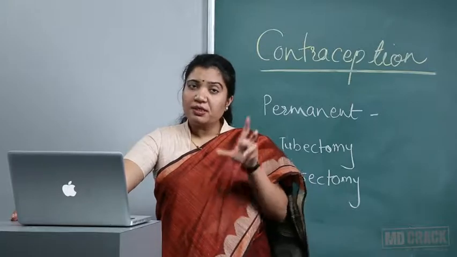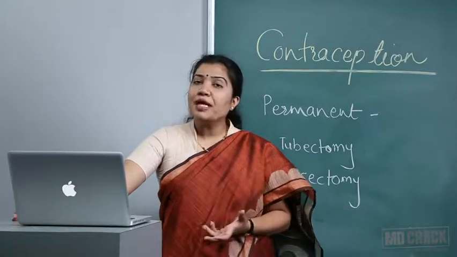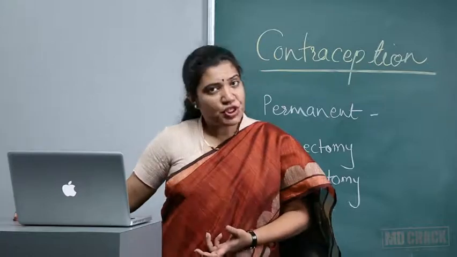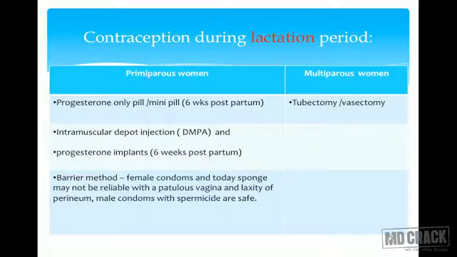Contraception during lactation period. This can be an MCQ: what are the contraceptives which can be used during the lactation period, or a question can be formed this way: the following are the contraceptives which can be used during lactation except. Most likely you all know POP, that is progesterone only pills, mini pills; they can be used during lactation. Then intramuscular depot injection and progesterone implants can be used. Barrier methods, condoms, female condoms, and today's sponge, which may not be very reliable with a patulous vagina, can be used. But male condoms with spermicide provide full safety. Again, permanent methods of sterilization like tubectomy and vasectomy can be used in the lactation period.